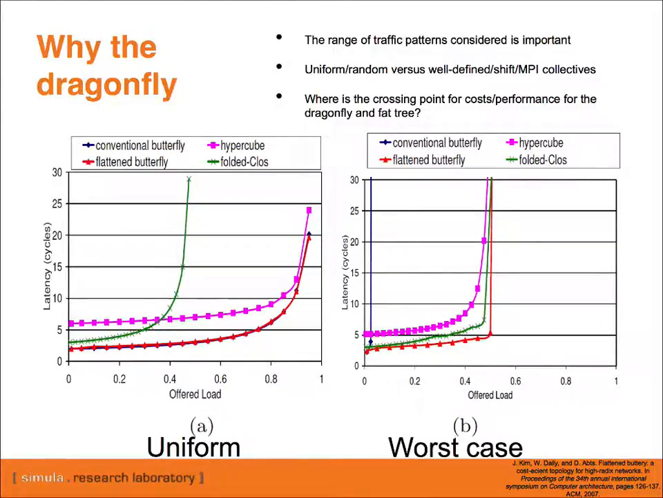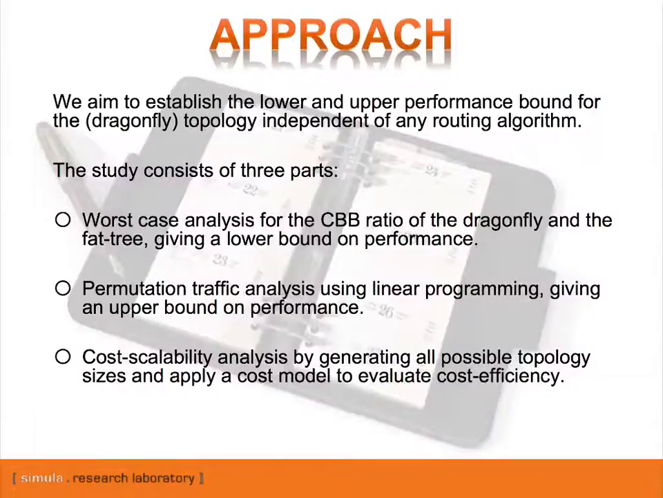And I can't really tell you where it is, because it depends on the application, of course. Some will be better than others. But maybe we can try to find out at which level of this traffic badness you should go with one topology or the other. So to do this, we try to get the upper and lower bound of the Dragonfly in terms of the theoretical performance and bisection bandwidth.